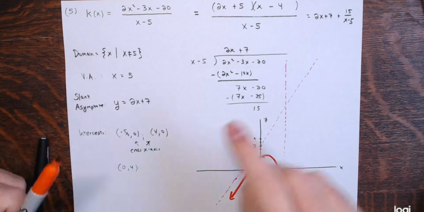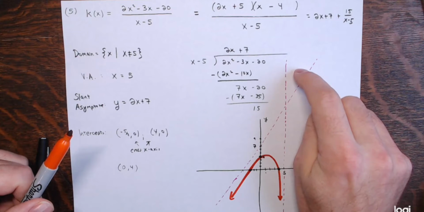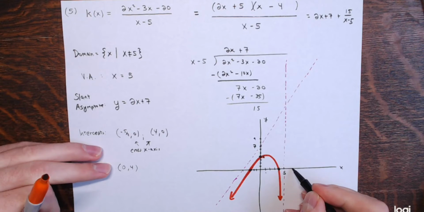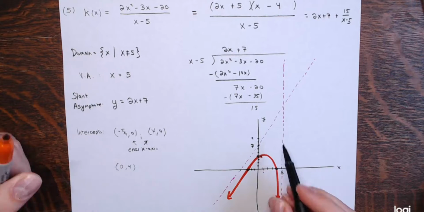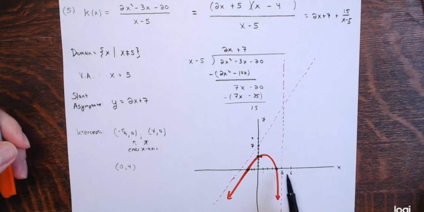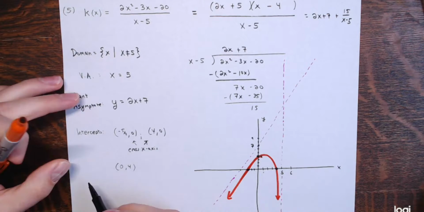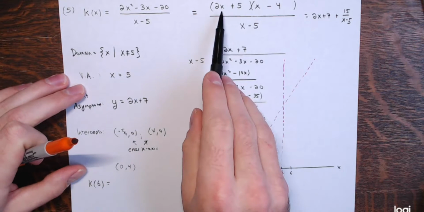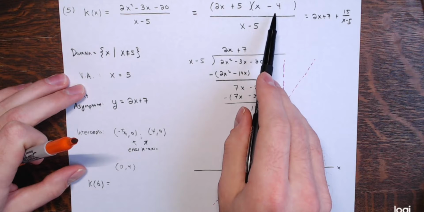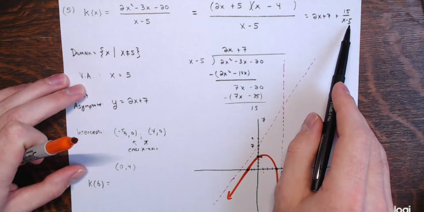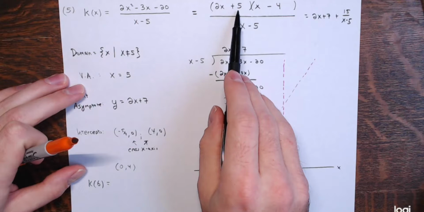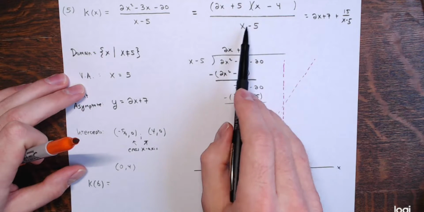But what about up here, where my finger's pointing? So I need to plot some other points. How about when x equals 6, to the right of the vertical asymptote? We know what the left of the vertical asymptote looks like. How about to the right? So what's k of 6? Well, if I look at the factored form, that'll be easy. Well, actually, here that'll be easy too. It doesn't matter. So we have 12 plus 5 is 17, times 2 is 34, divided by 1, 34.